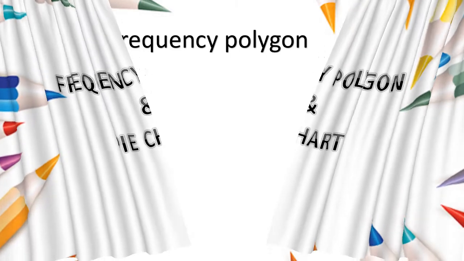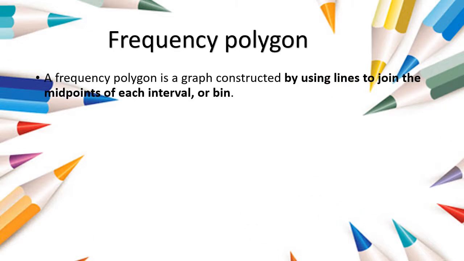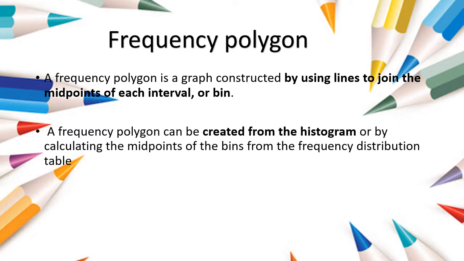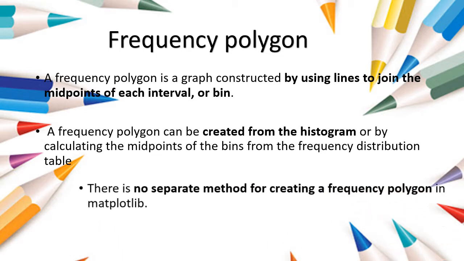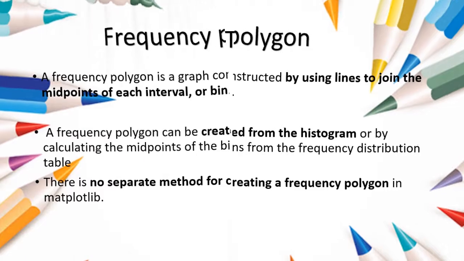First, frequency polygon. A frequency polygon is a graph constructed only by using lines to join the midpoint of each interval. So through the histogram, we can draw the frequency polygon. There is no separate method for the frequency polygon in the Matplotlib library. So first you have to draw the histogram and then join the midpoints.